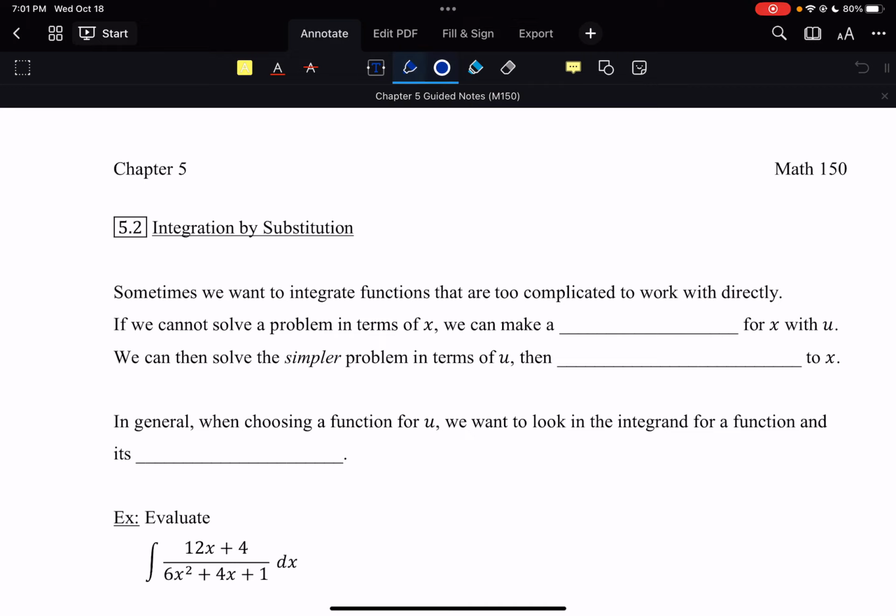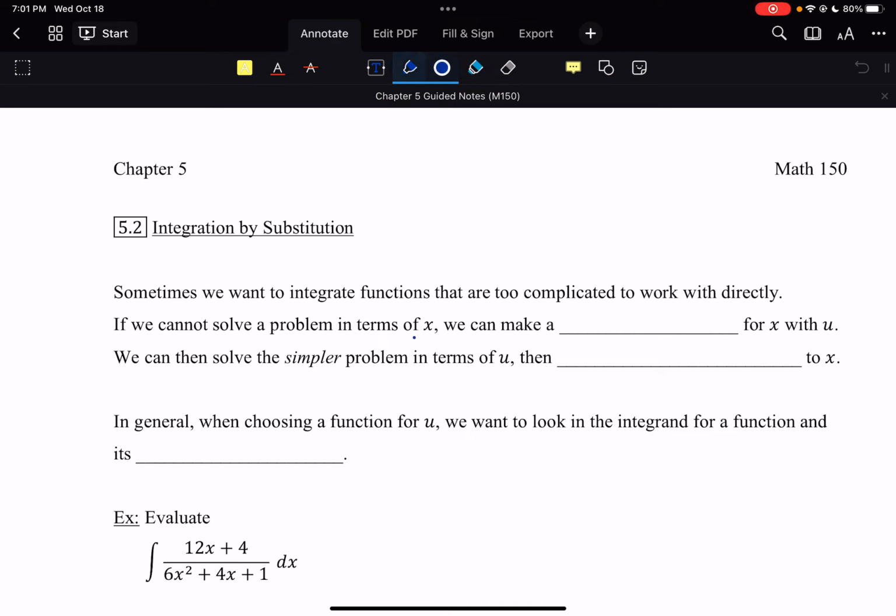So in section 5.1, we introduced the concept of the indefinite integral, the idea of taking an antiderivative of a function to obtain a new function or a family of functions. But sometimes we want to integrate functions that are too complicated to work with directly. So we try to find workarounds for situations like this.